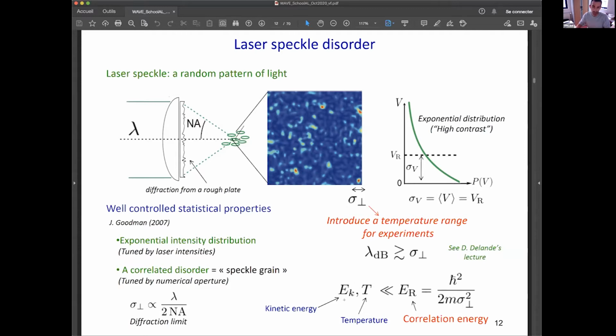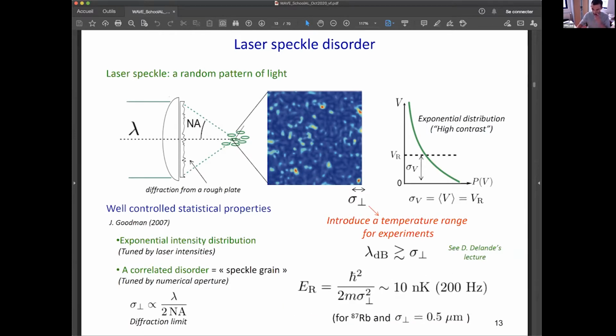And the energy should be the kinetic energy, and of course the temperature of the atoms. If you want to have quantum effects, it should be at least smaller than this correlation energy. And if you translate this for the typical size that you can create with light, which is, let's say, half a micrometer, just to give you a typical number that we reach in experiments, then this energy written as a temperature is about 10 nanokelvin.